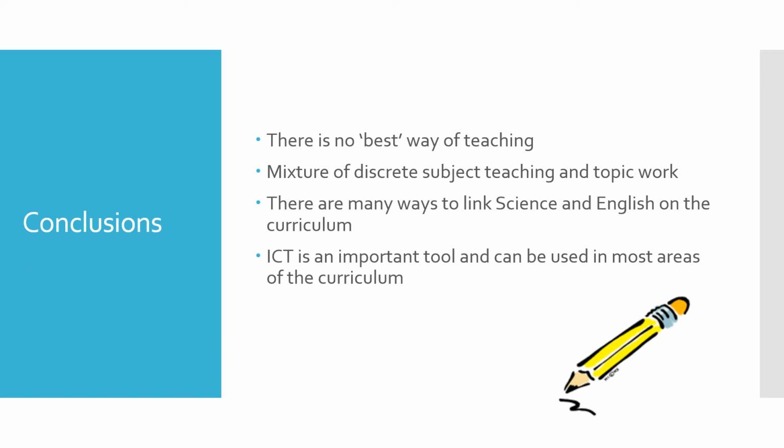In conclusion, no best way of teaching has been identified. However, a mixture of discrete subject teaching and topic work has been said to give new depth to learning according to the Rose Review. It is also obvious that there are many ways to link science and English on the national curriculum. However, this can be said for most subjects on the curriculum, as skills are not limited to one subject area. It is also apparent that ICT is an important tool for teaching areas of the curriculum and also for children to use themselves. Again, this can be used for most areas of the curriculum.